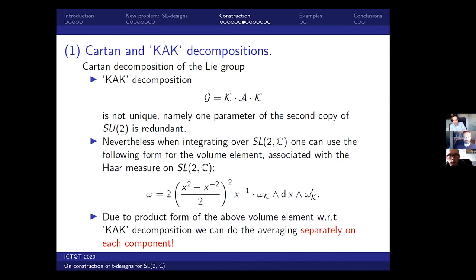Basically, this is a way to represent a Haar measure on the group SL2C, but parametrized in this KAK way. We would like to integrate over SL2C in this KAK parametrization, and for this reason we need to know how the measure behaves with respect to this concrete parametrization. It is factorized with this structure, and therefore the averaging also factorizes with respect to the components. So that's the main message.